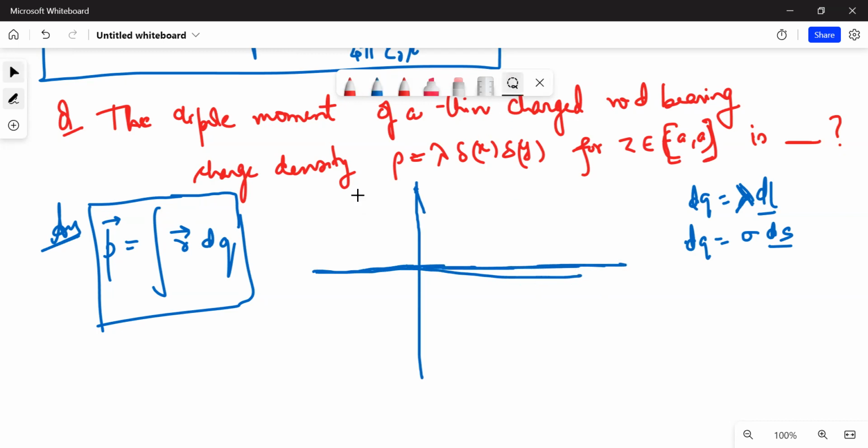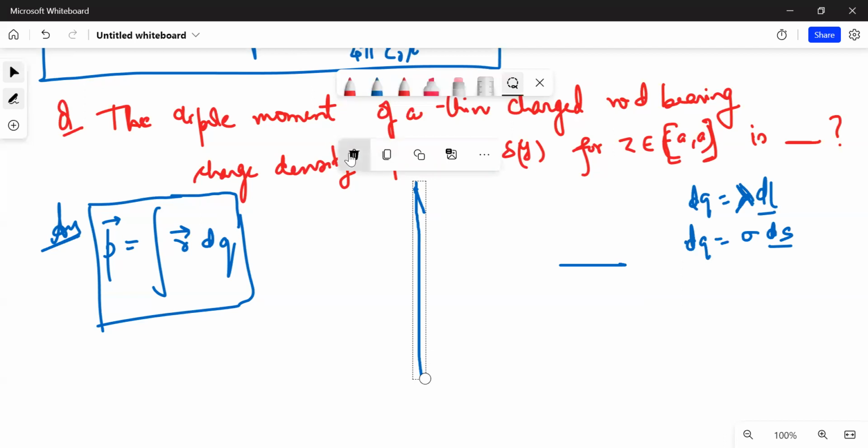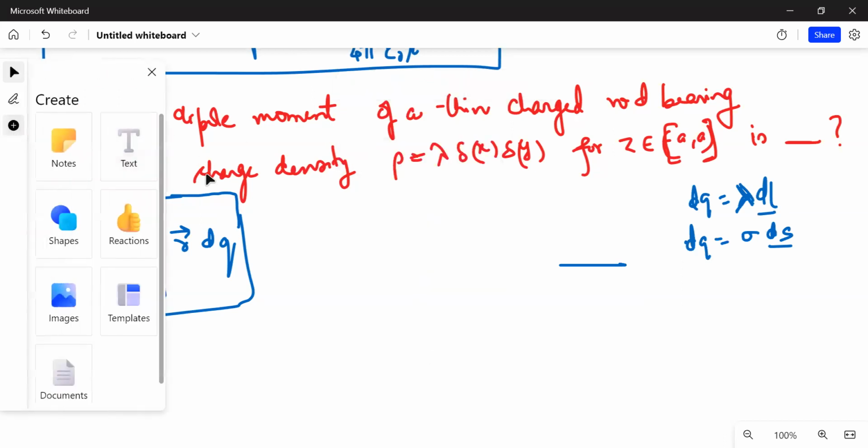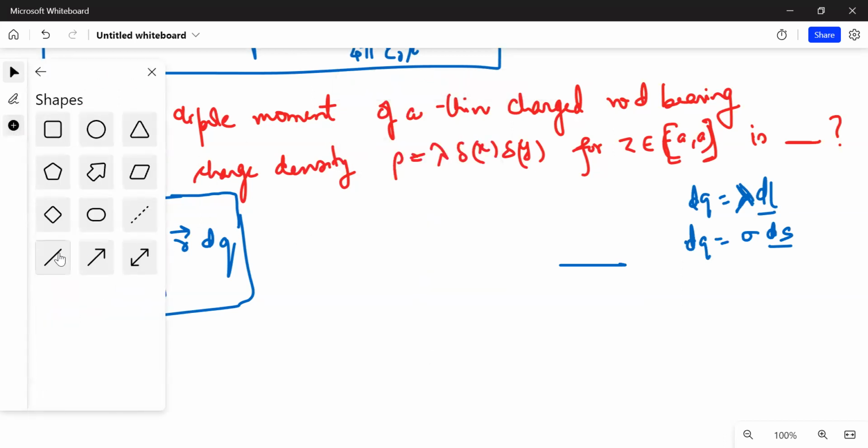Okay. Just give me a minute. These diagrams come out very messy when I draw them. Never mind. Okay. So let me draw the graph. This is one.